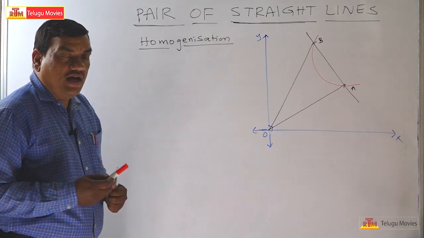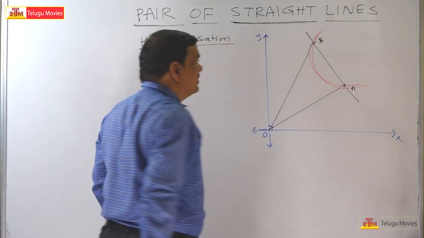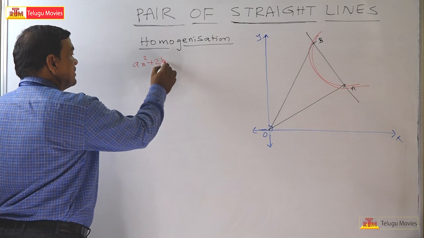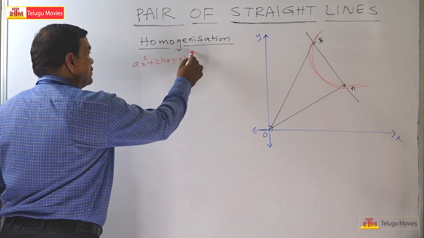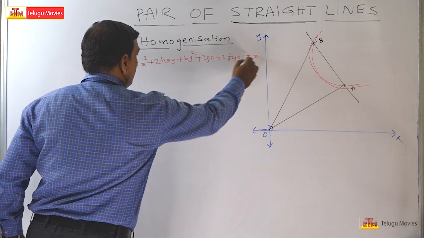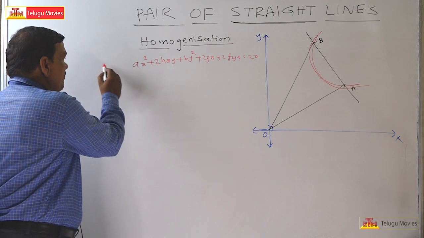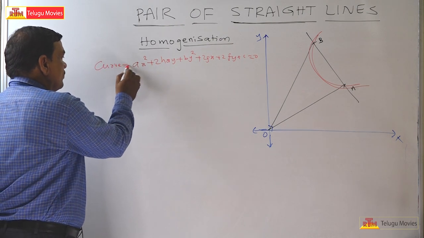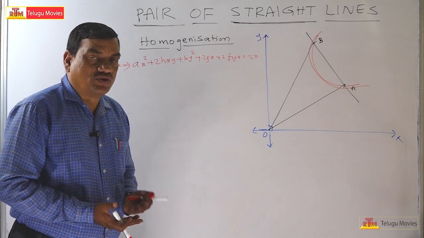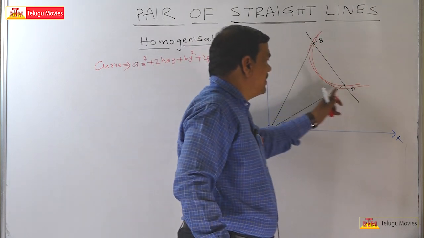Let us take the equation of the curve ax² + 2hxy + by² + 2gx + 2fy + c = 0. Always remember that I am saying this is the equation of a curve, not the pair of lines. It may be a pair of lines, or it may be any curve.